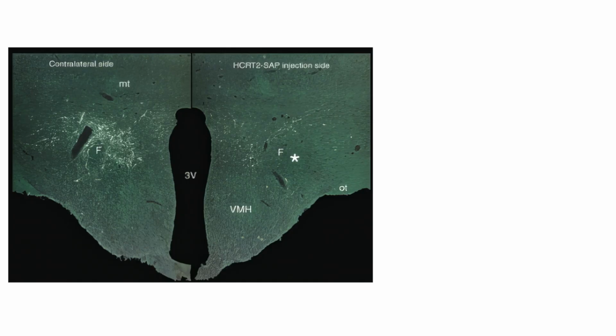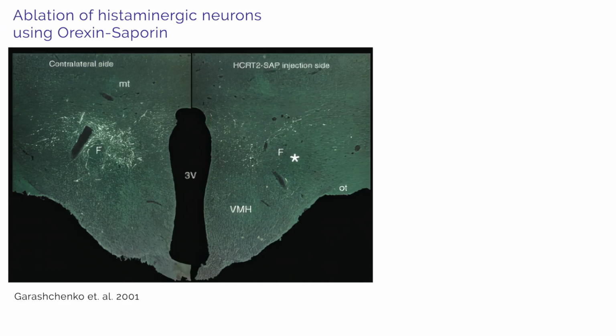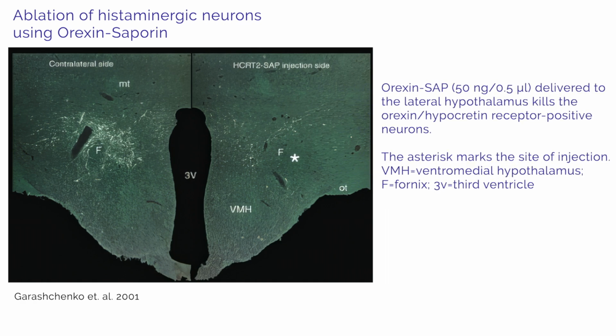And the image here is taken from Gerashchenko et al. 2001, and this is tissue taken from rats injected in the lateral hypothalamus. And what you're going to see here is that these results basically resulted in rats having narcoleptic symptoms and would fall directly into REM sleep, while one second just happily eating earlier, right?